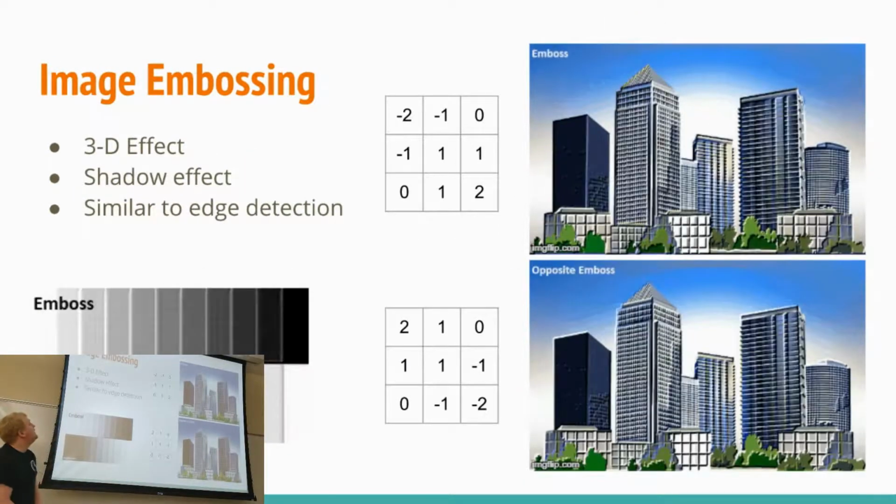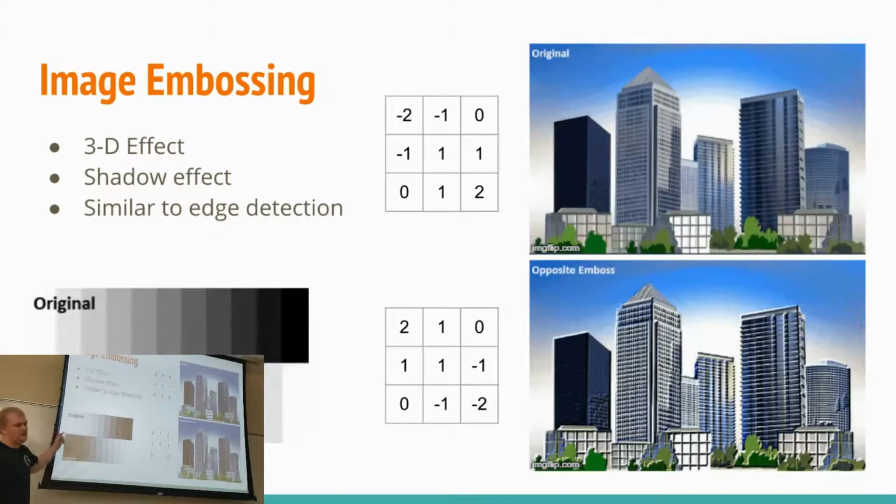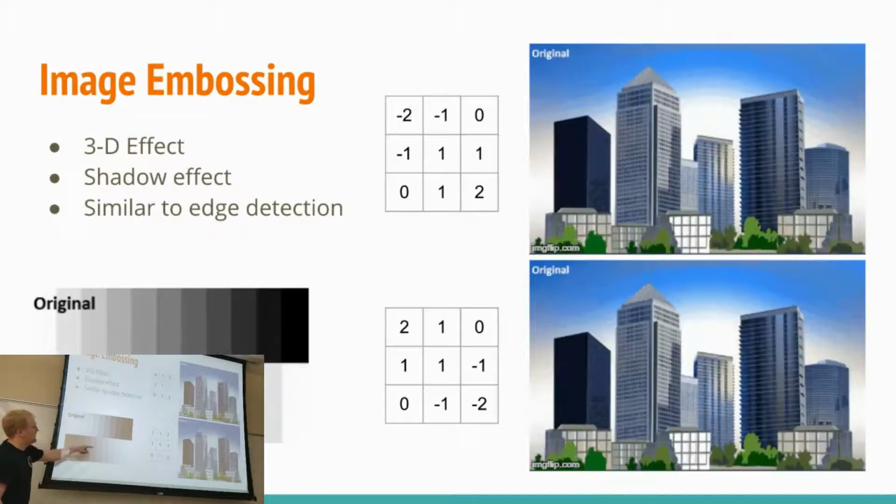Another type of kernel would be an embossing kernel, I guess you'd say. What this does is create a shadow whenever there's a change in intensity. As you can see from this image, when it goes from light to dark, it creates a light area right next to the edge. And when it goes from dark to light, it creates a dark area. You can see that it's more of a diagonal part of the kernel that creates this.